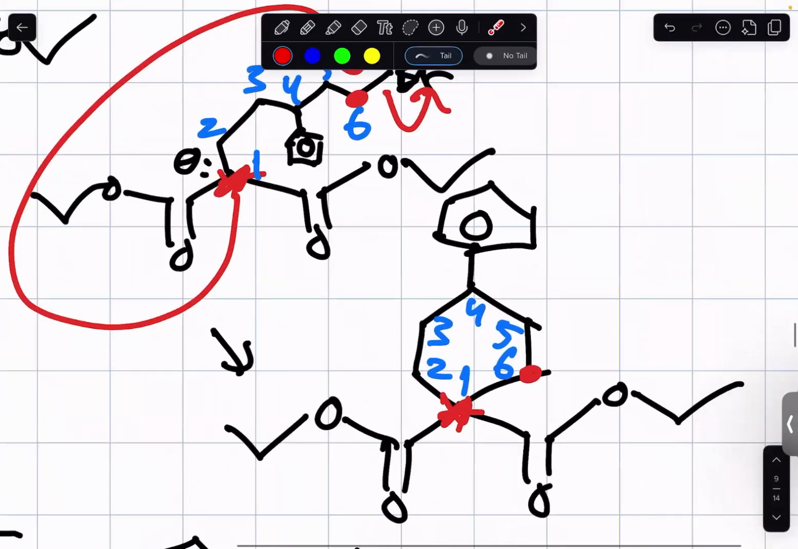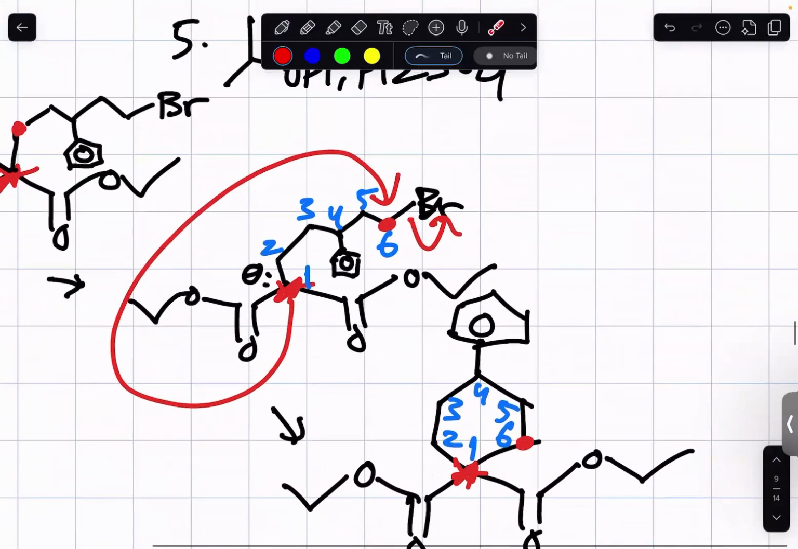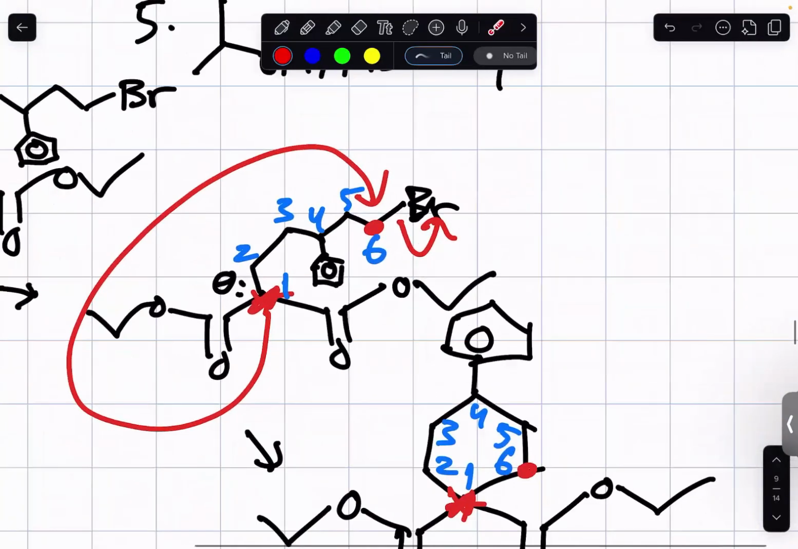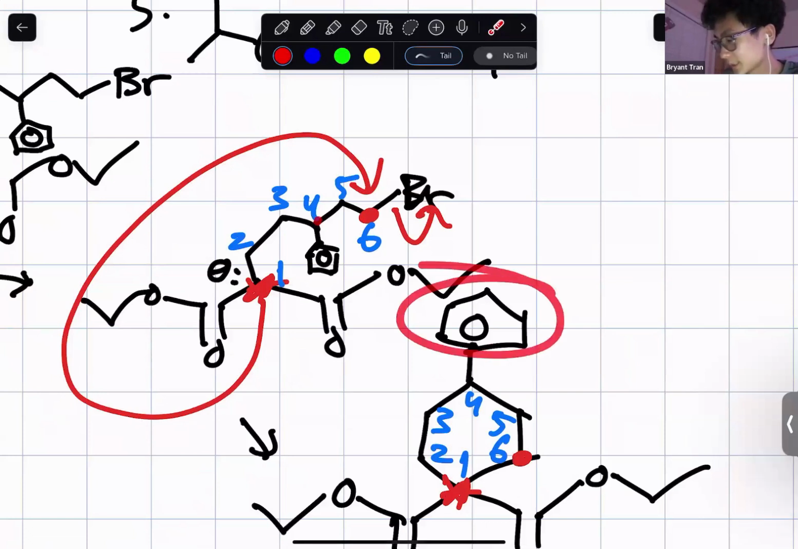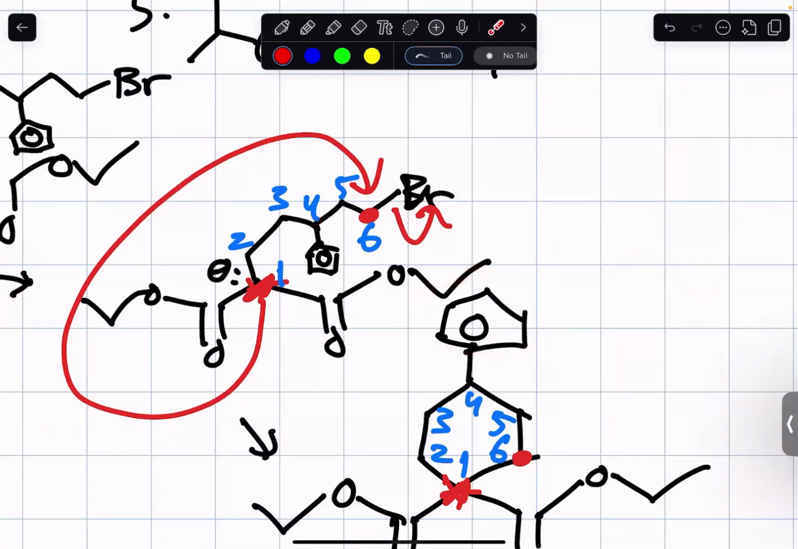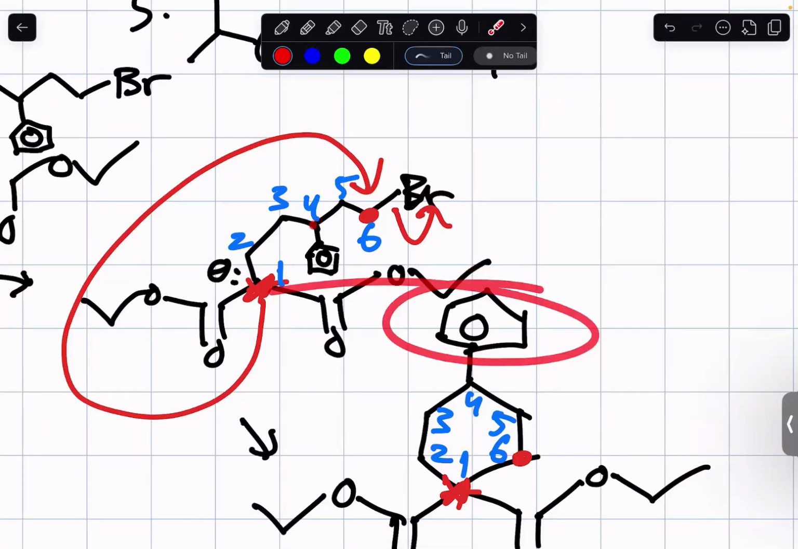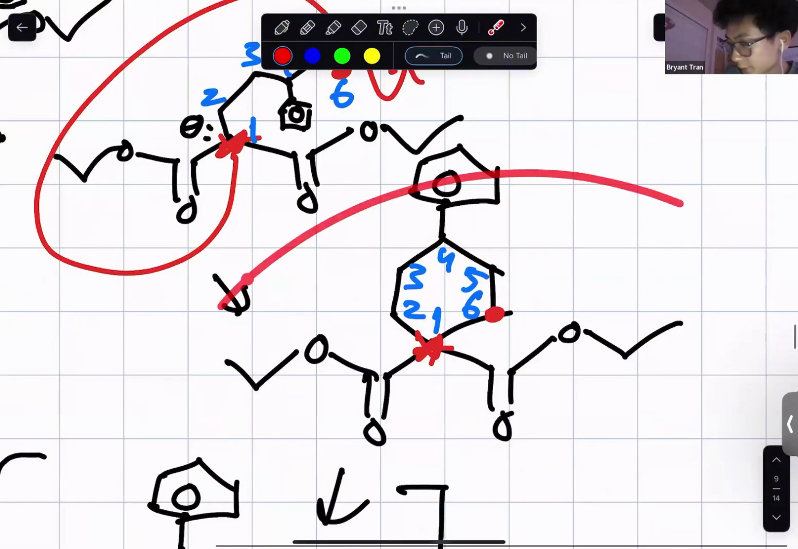Okay. And then 6-membered ring. And at carbon 4, there's the benzene ring there, phenyl group there. What happens after this step? This is where I got stuck. Did you get to here?